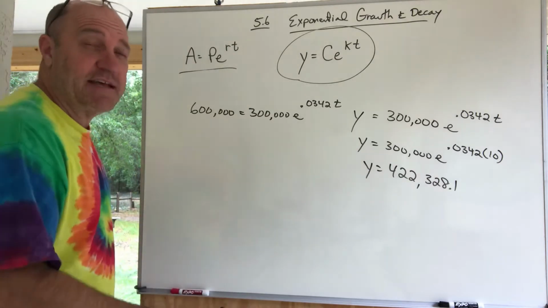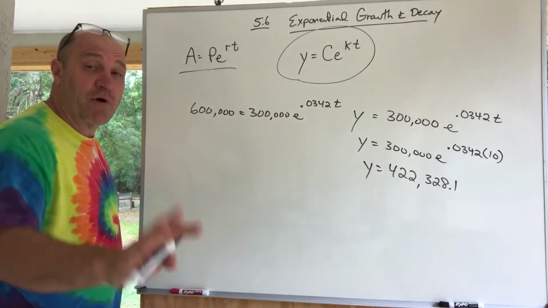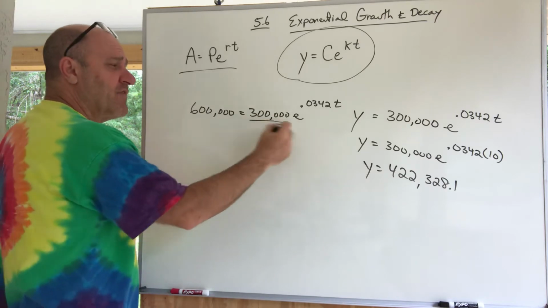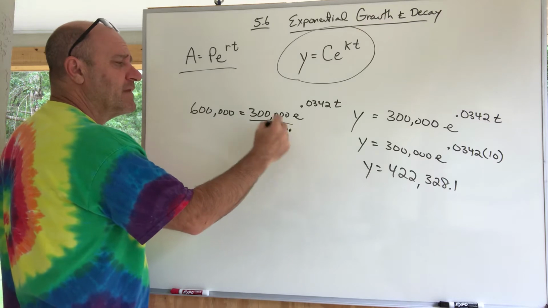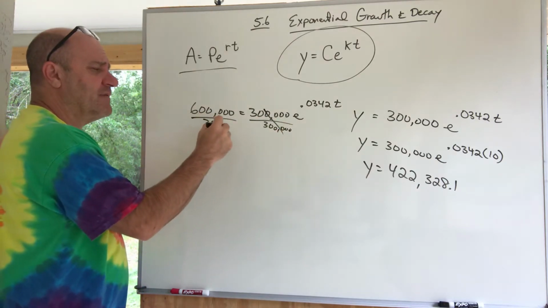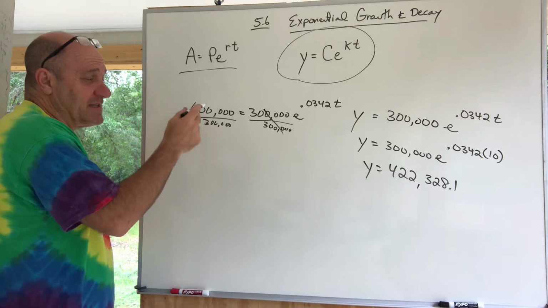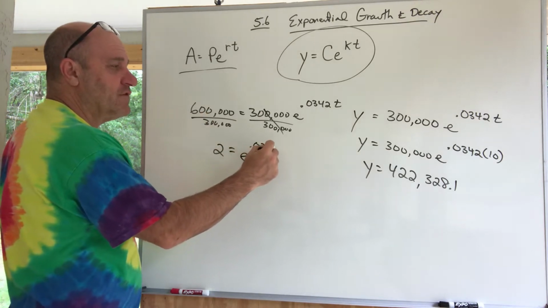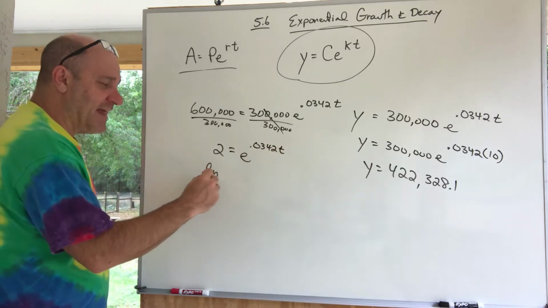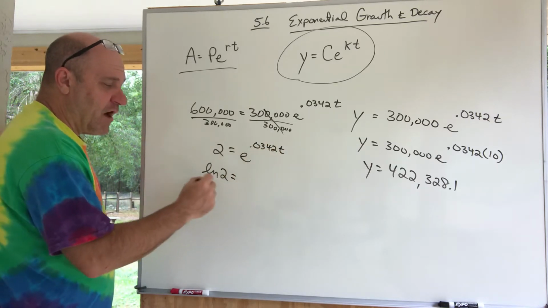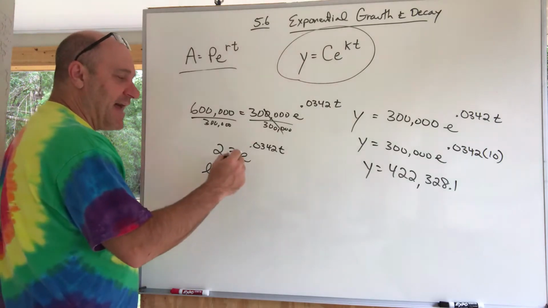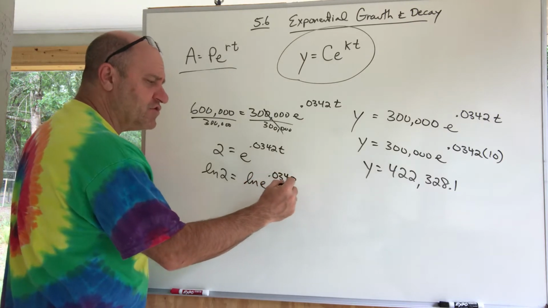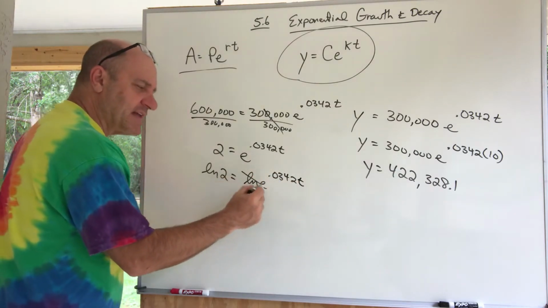Well, we've been practicing this. We solve for t by taking the log of both sides. Hold on. You don't take the log yet. First you get the e by itself. You divide by the 300,000. You know it's going to double. That's going to be a 2. That's 2 equals e to the 0.0342 times t. Now you take the ln of both sides. The ln of 2, I'll punch that in my calculator later. I took the ln of the other side, and maybe you remember, you should remember that the ln and the e cancel each other out.